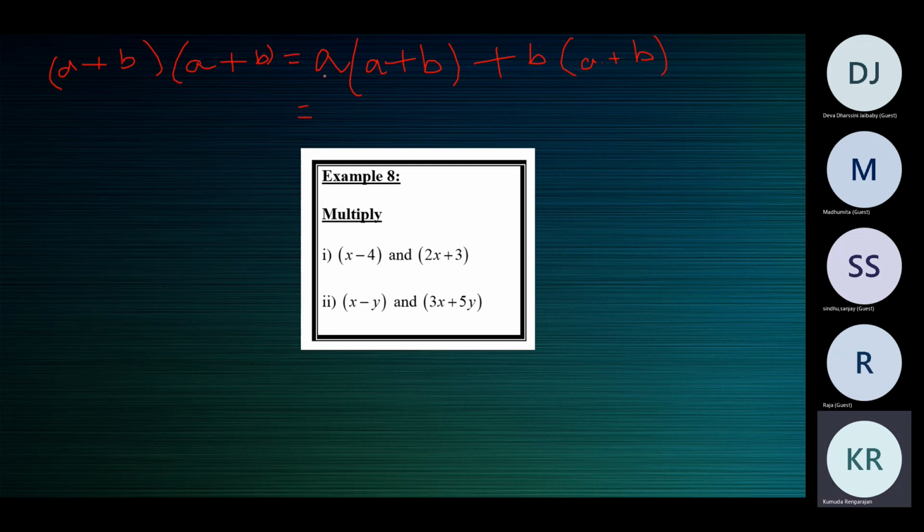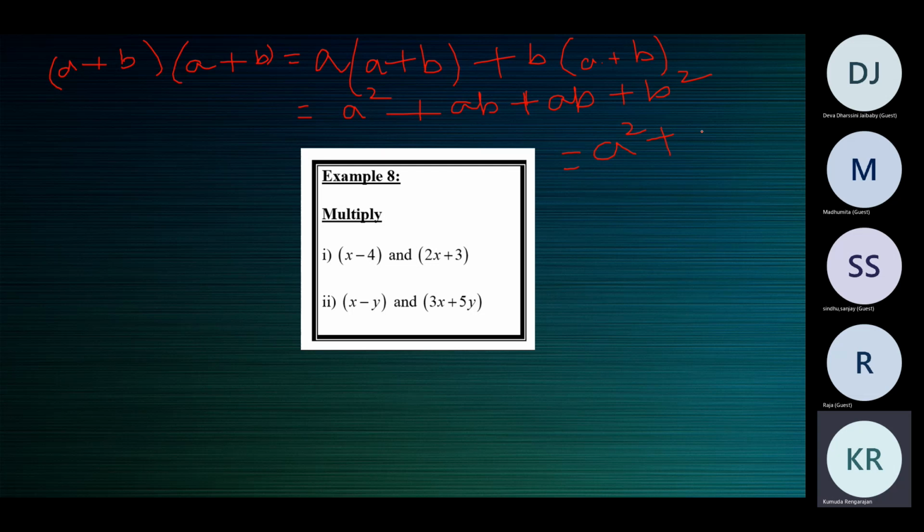Then this is A into A square plus A into B, AB, plus B into A. You can write plus BA, and that's not wrong, but you can also write AB itself, plus B into B, B square. So that will be A square, AB plus AB.